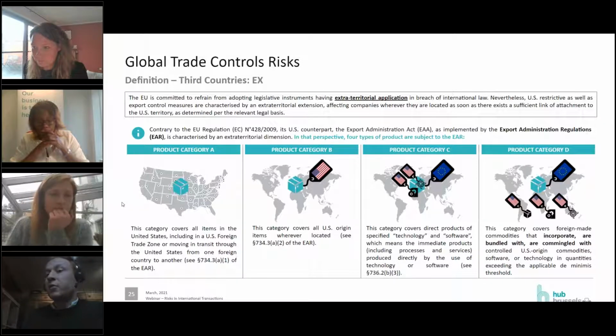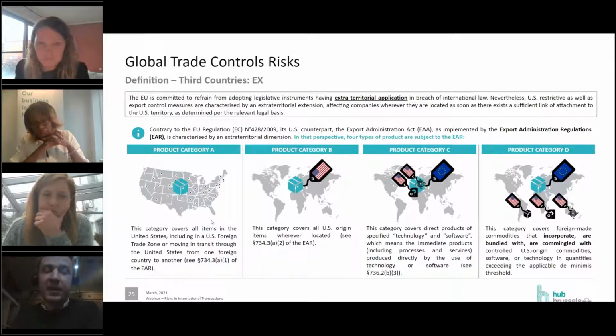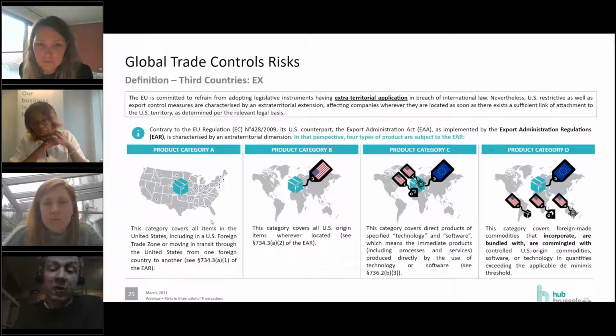So you can see here that product category A covers all the products within the US territory. Product category B covers all US origin items wherever located. Let's say, for example, you export a US product from the European Union to another third country. Then if this product is controlled by the US, you will have to comply with the Export Administration Regulations.